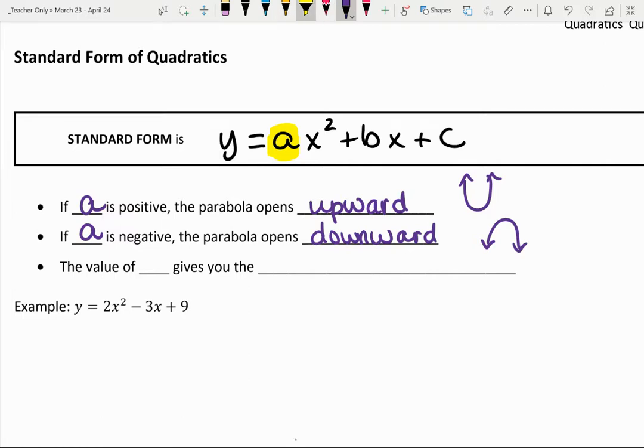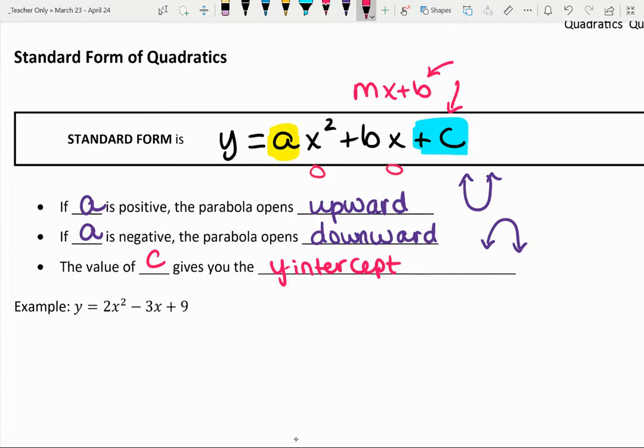The other bit of information that we get from standard form is that c value. If we relate this to a linear equation, mx plus b, that b value is our y-intercept. That's exactly what it is in a quadratic function. The value of c gives you the y-intercept. The reason is that if we were to replace x with 0, we would end up with two terms equal to 0 and then our c value.